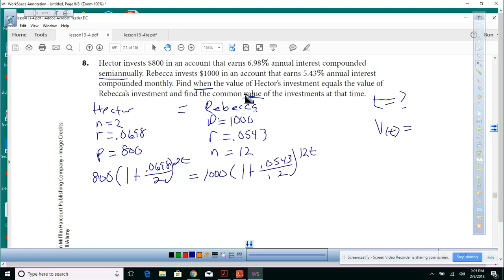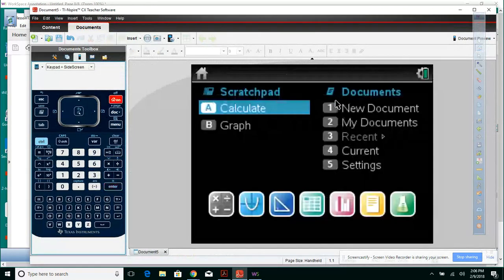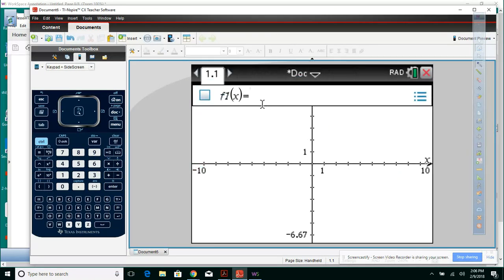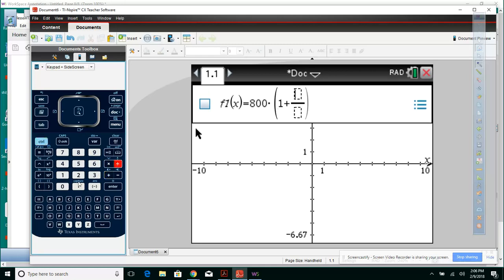All right, the semi-annual. Rebecca had 1,000. Okay. All right. So I think we got it. Let's take a look at it. Now, let's graph it first. Menu, new document, no, and graph. And Hector, let's see, we got 800 times open parentheses 1 plus 0.0698 over 2.